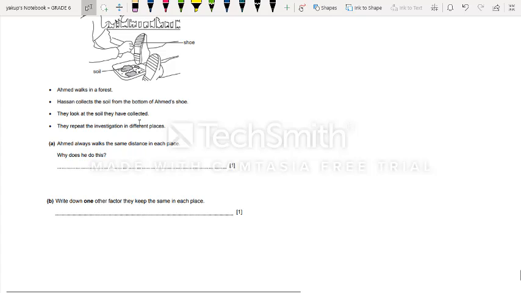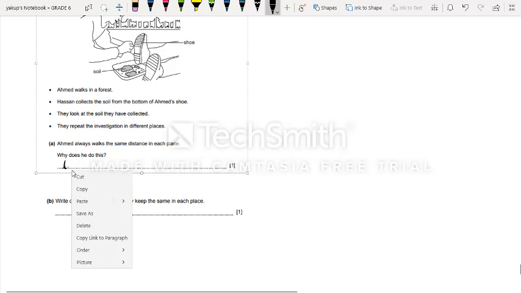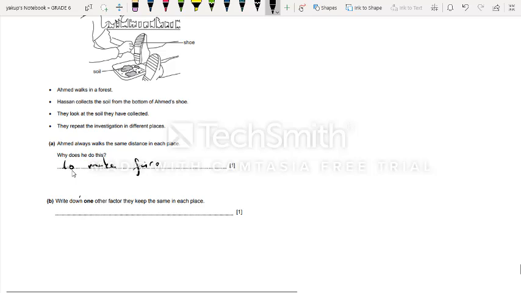Because, guys, to make the process fair, to make the experiment fair. Part B: write down one other factor they keep the same in each place, guys.